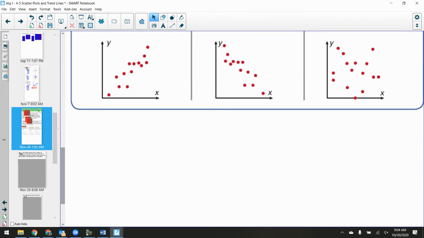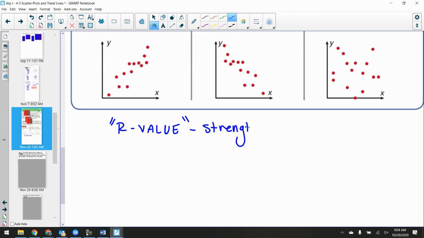Something that we have to add in here is talking about the R values. The pirate's favorite mathematical term. The R value. Please add this into your guided notes. The R value, that's the strength of the correlation. It can range from -1 to +1.